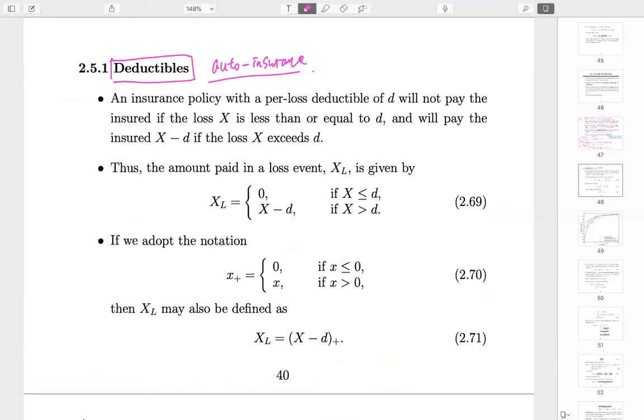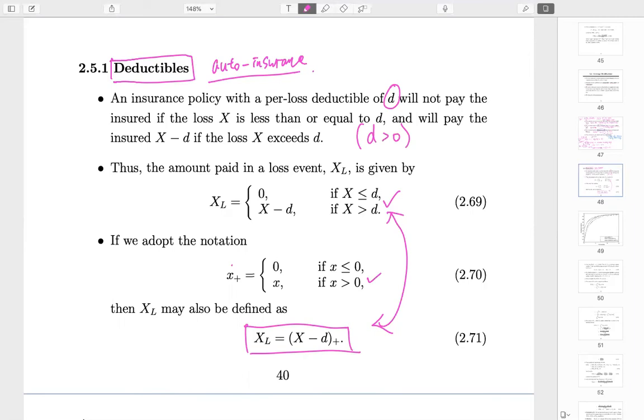I already used the car insurance example, so you should already know the meaning of D. D stands for deductible. It is the first letter of deductible, and deductible is obviously a positive number. Of course, if you really want, you can put 0 as one of the possibilities. If D is 0, it means there is no deductible. By definition, the amount paid in a loss event is given by this expression. I prefer this because it is uniform notation. Otherwise, you need to write it in the piecewise form in 2.69. This is the positive part, which I already introduced. So it's very easy to see the two expressions are equivalent, and it depends on your preference.